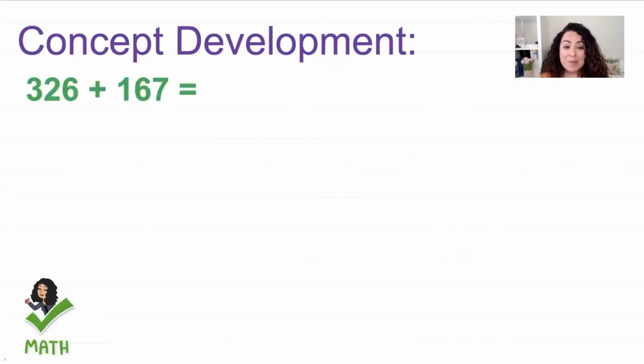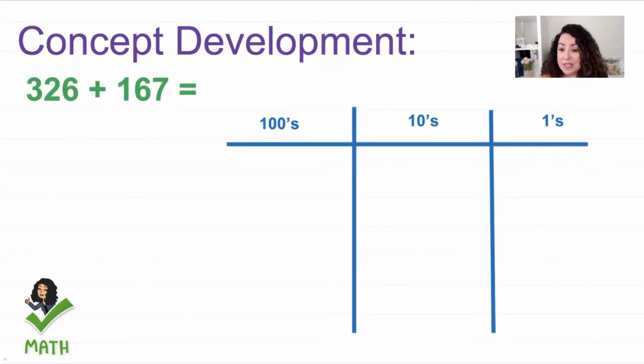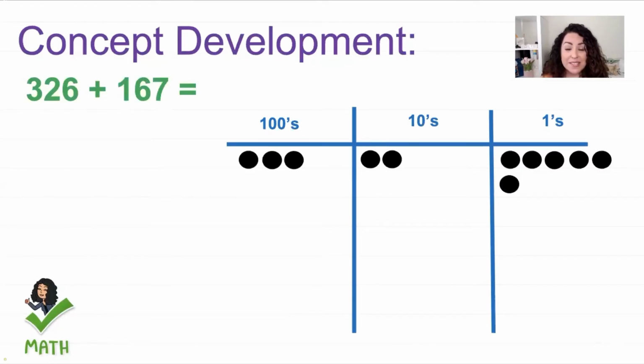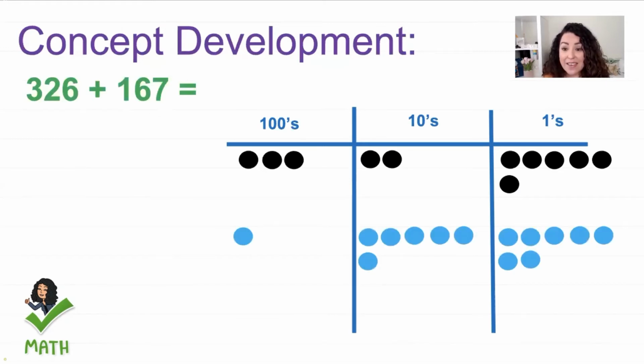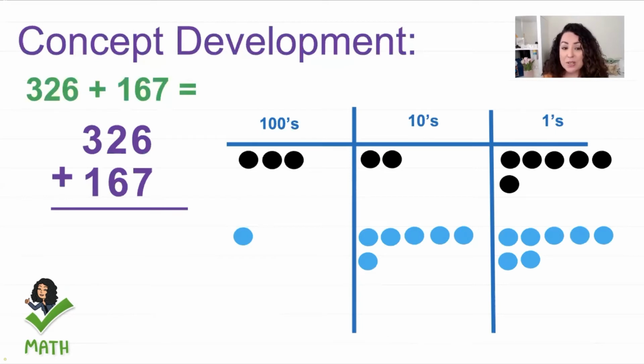So our next problem is 326 plus 167. So there's my place value chart. And let's go ahead and write the first number. I have 3 hundreds, 2 tens, and 6 ones. So let's look at the second number, 100, 6 tens, and 7 ones. Let's line this number up with the algorithm, 326 plus 167, and let's start at that ones place.